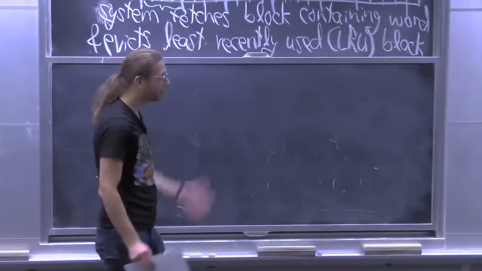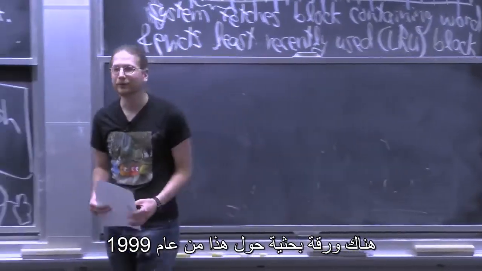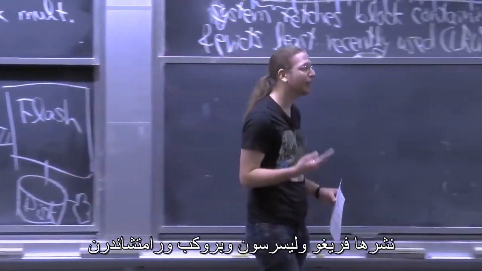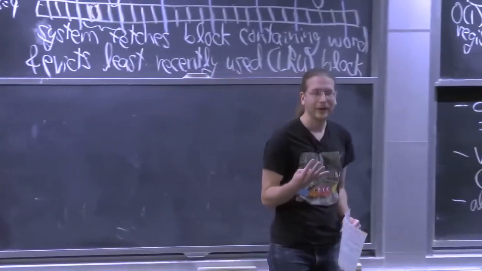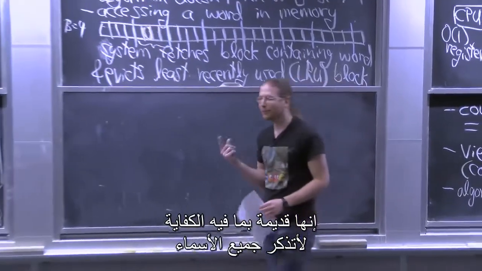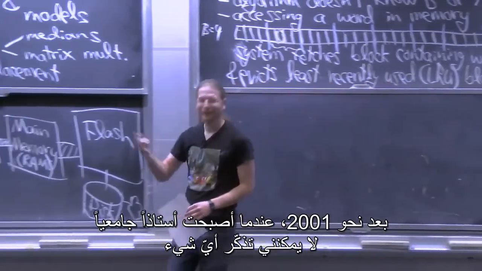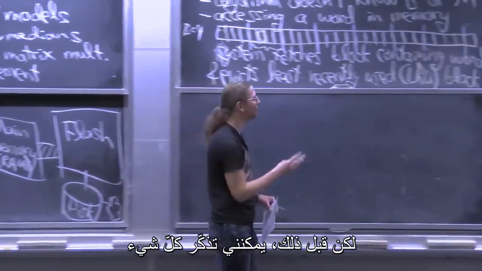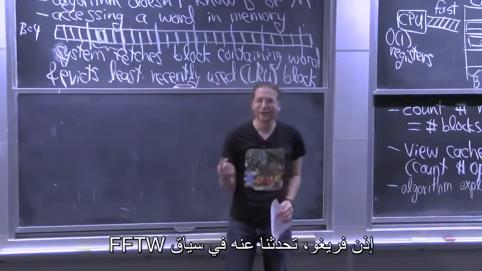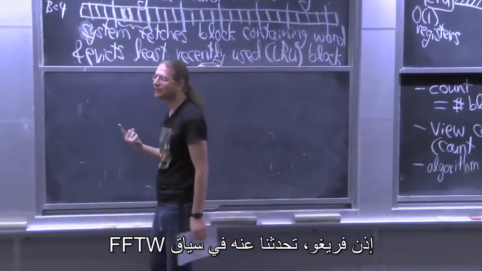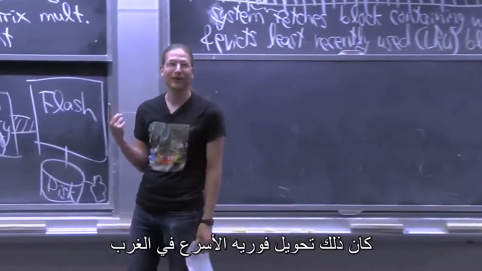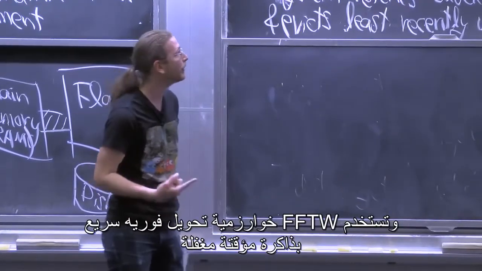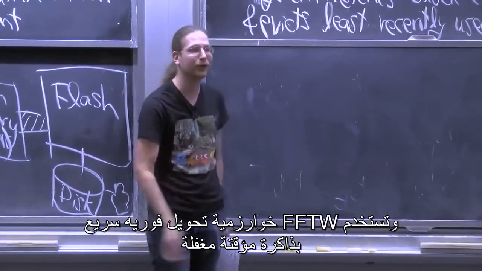I didn't mention, there's a paper about this from 1999 by Frigo, Leiserson, Prokop, Ramachandran. It's old enough that I remember all the names. After about 2001, when I became a professor, I can't remember anything. But before that, I can remember everything. So Frigo, we've talked about him in the context of FFTW. That was the fastest Fourier transform in the West. So he was a student here. And FFTW uses a cache-oblivious fast Fourier transform algorithm.